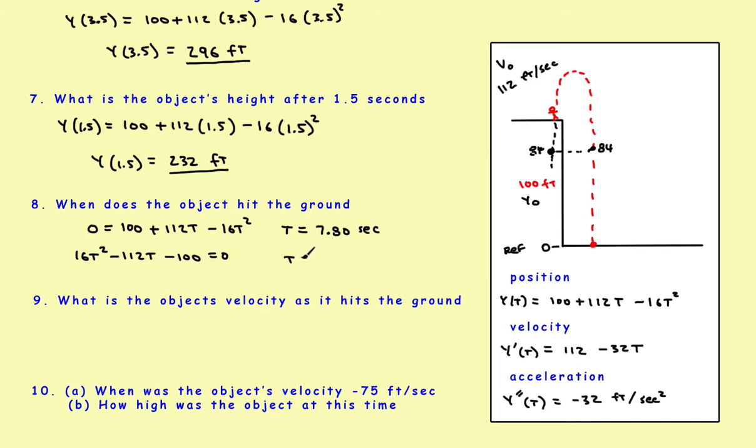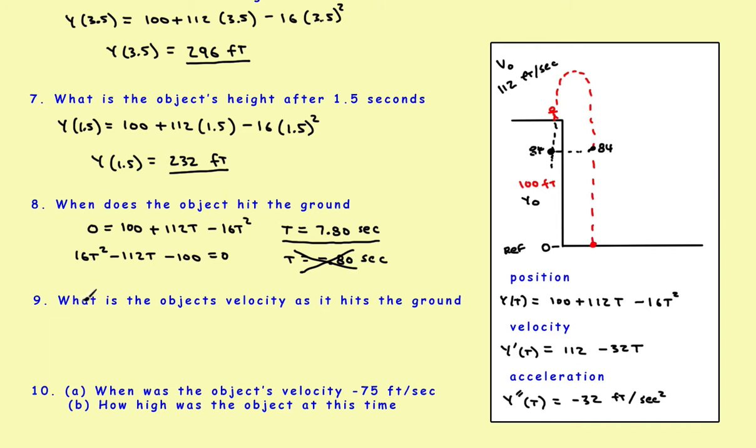And the second time would be minus 0.80 seconds. Again, using the same argument, pick the answer that makes sense. We don't have any negative times in our problem, so we'll throw this answer out, and the object will hit the ground 7.80 seconds after you threw it. So again, the calculus makes the whole thing pretty easy.